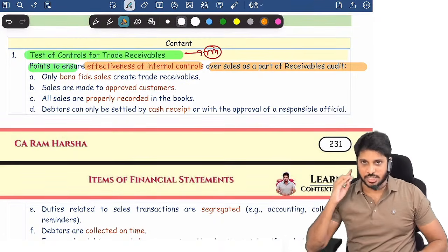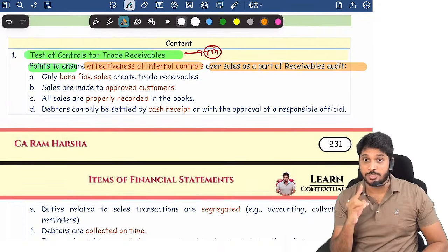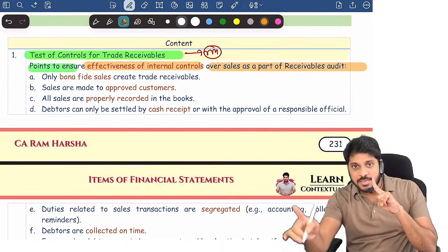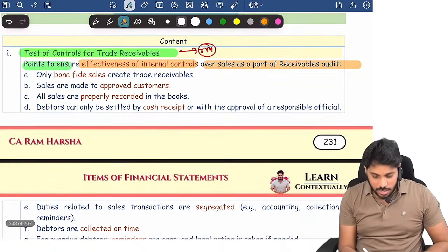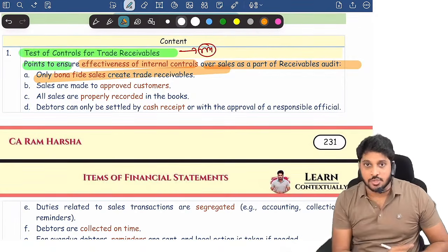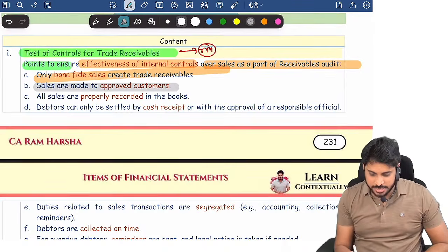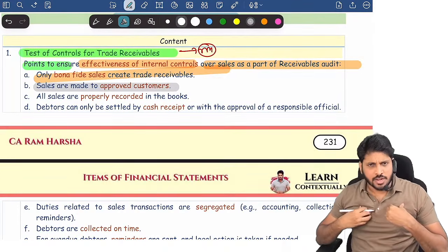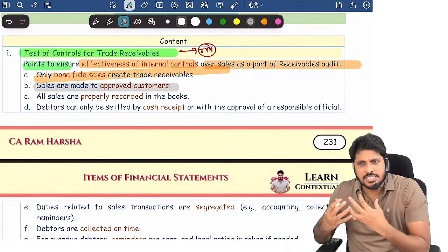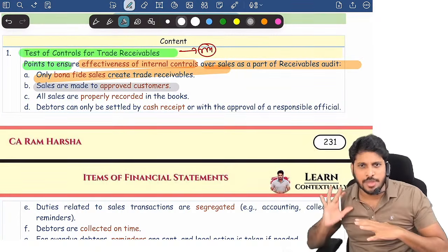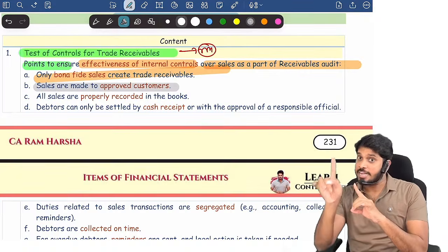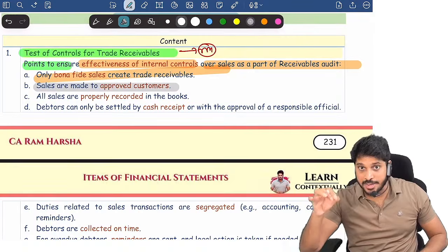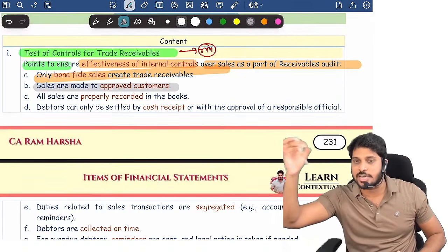When you are checking debtors, there are some control points you should check. First one, only a sale on credit basis will raise a debtor. Only a bona fide sale will create a trade receivable. Check that. Second, see that sale is made only to a genuine and approved customer. Do you think a company will sell on credit to somebody who is unknown to them? No, they will sell only to a known and approved customer. The company directors or management has to approve a customer.